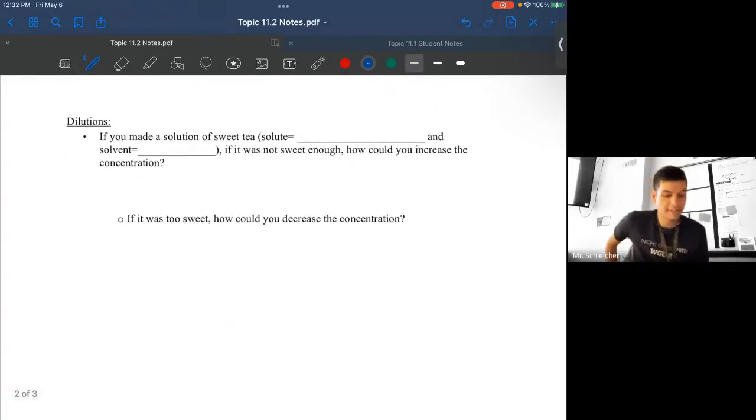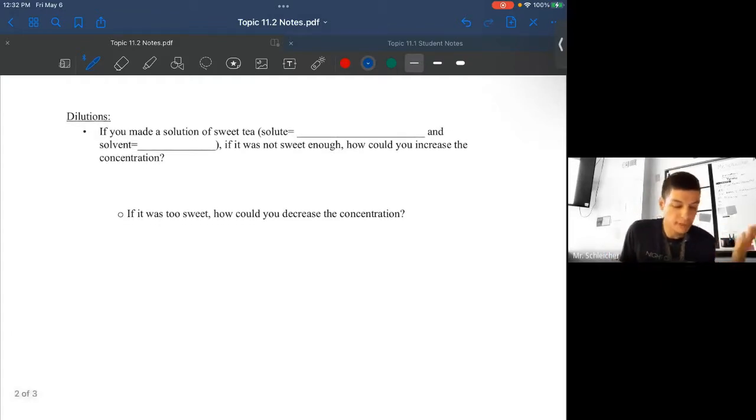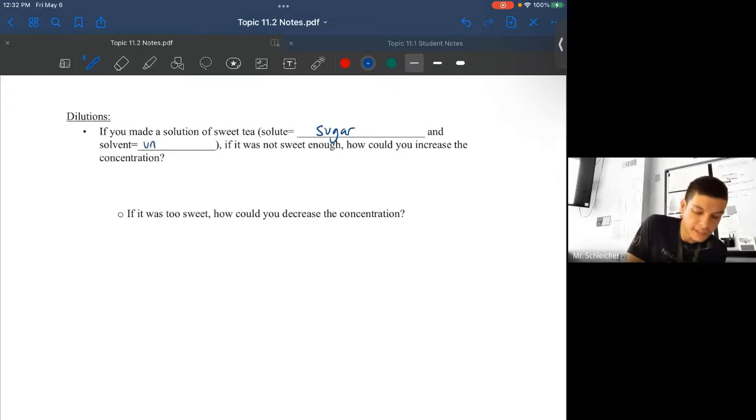Dilutions. It's on the second part of the next page. So if we go down past these practice problems a bit, dilutions are, if we made a solution of sweet tea, the solute would probably be sugar. We're trying to prepare it with sugar. And the solvent would be like unsweet tea. So if it was not sweet enough, like to my liking, totally bitter, how could you increase the concentration of sugar?